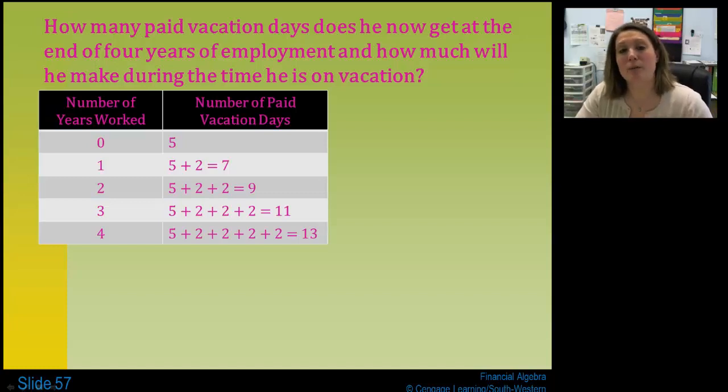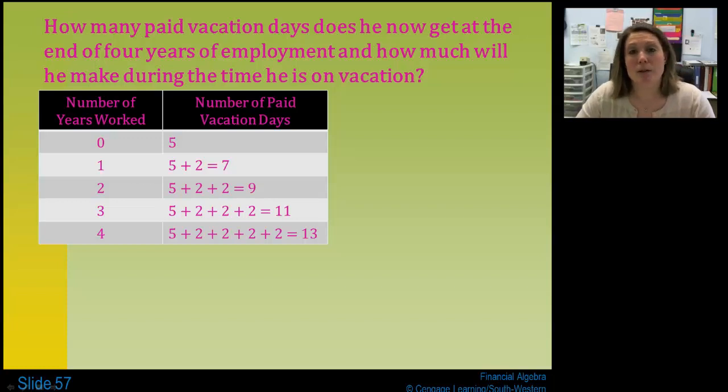When he was hired, he started with 5. After his first year, he was given an extra 2, so he's up to 7. After 2 years, he was up to 9. After 3 years, they gave him another 2, so he had 11. And after 4 years of being there, he was up to 13 days. So there's the first part of that question.